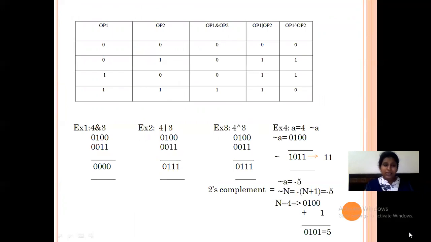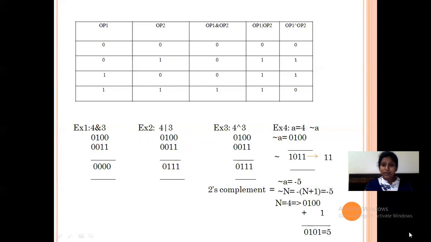See here the examples 4 and 3. You need to take the binary values of 4 and 3 and do and between these 4 and 3. Then you will be getting the value as zeros, right? If you do 4 or 3, then your value will be 0111, that is nothing but 7, right? If you take 4 exclusive or 3, then your value will be 7, okay? By taking the above table, you can perform all these operations.